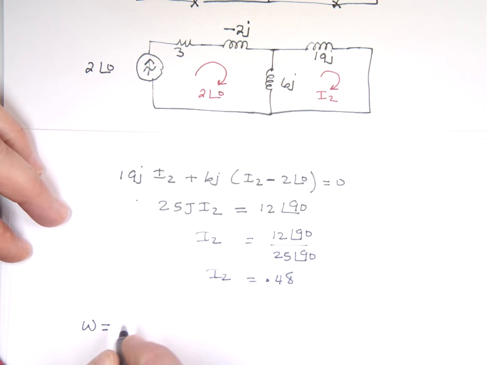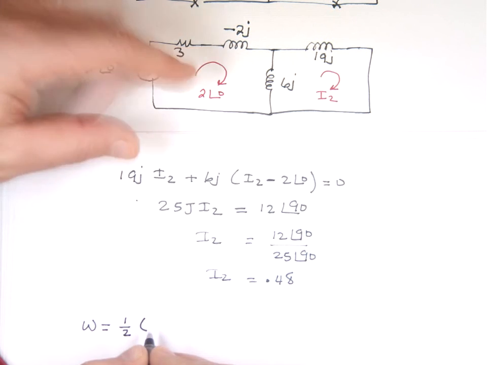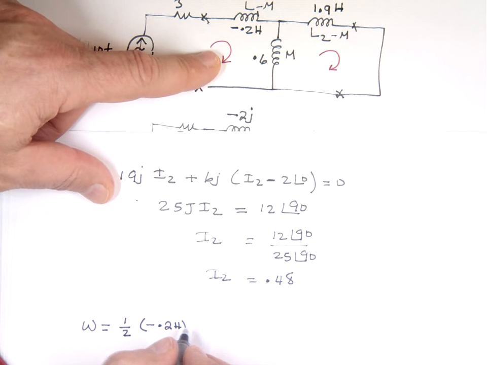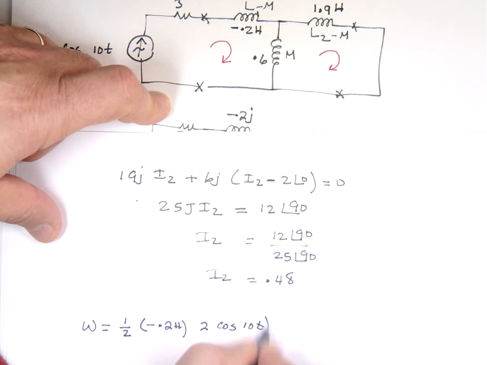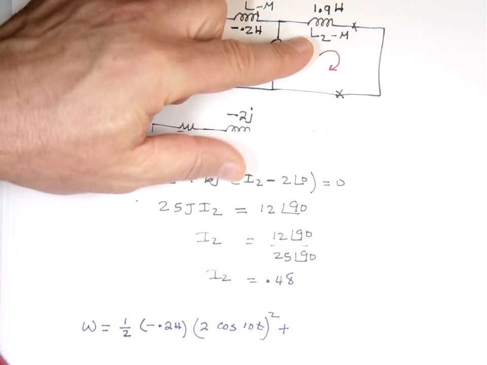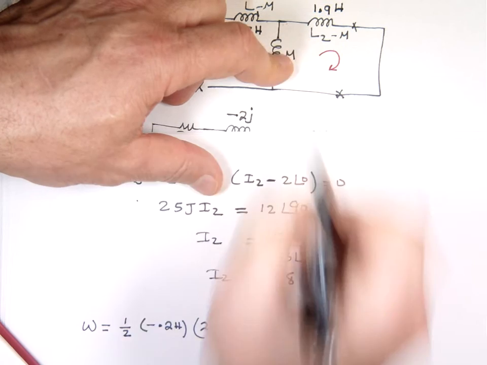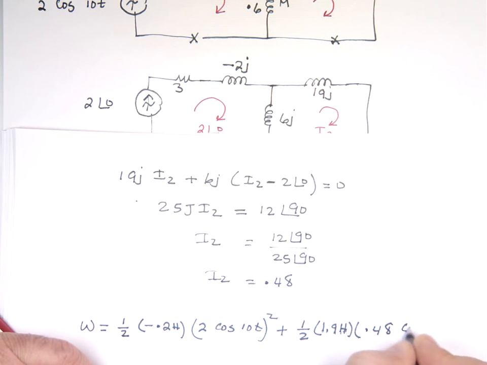1/2 Li squared, right? So for this one, 1/2 L. What's L? L for that, when I find the value, is negative 0.2 times I squared. And what is I? 2 angle 0. So that's 2 cosine 10t squared, plus L2. I'm going to do this one, 1.9. So 1/2 times 1.9 Henry times the current going that direction, which is I sub 2, and that's 0.48 cosine 10t squared.